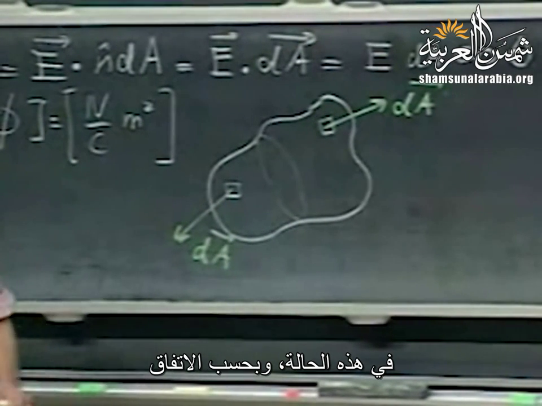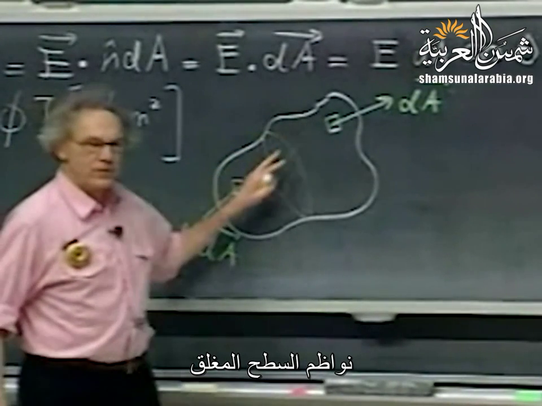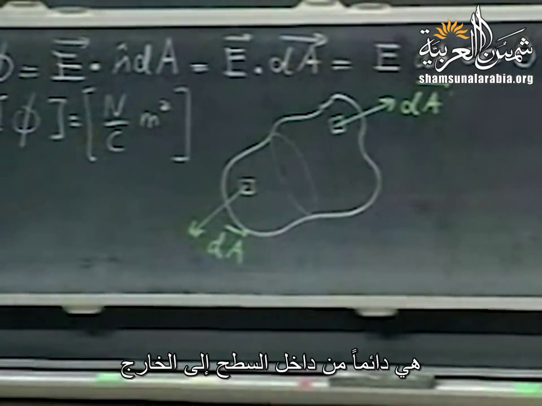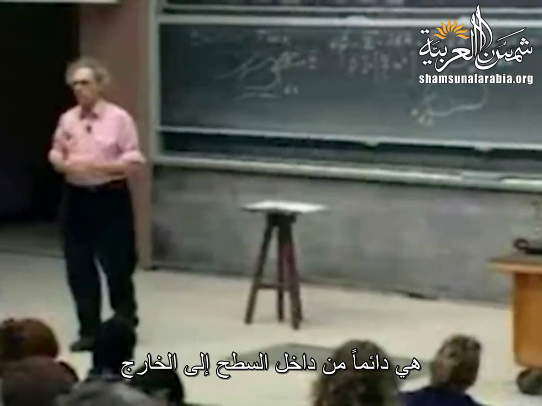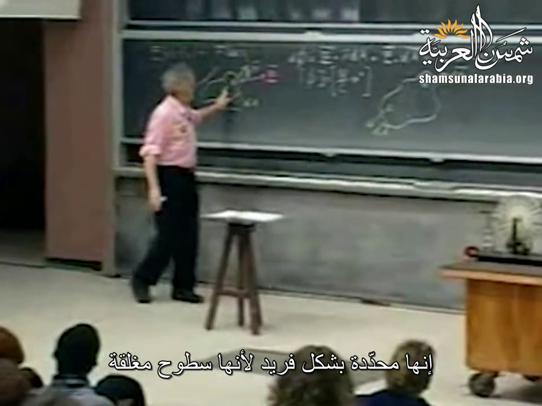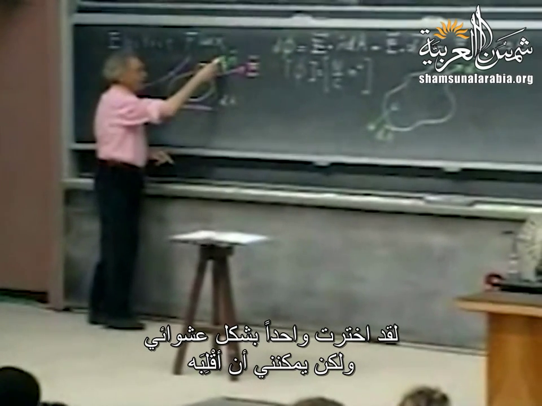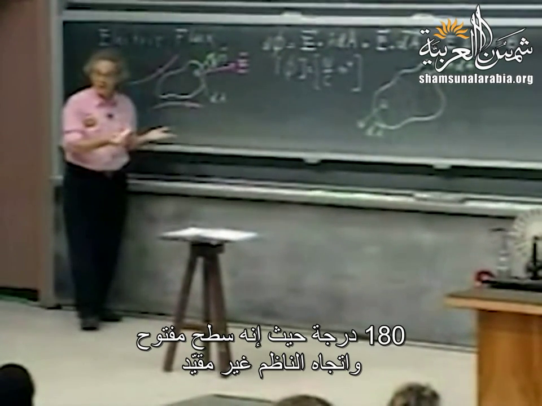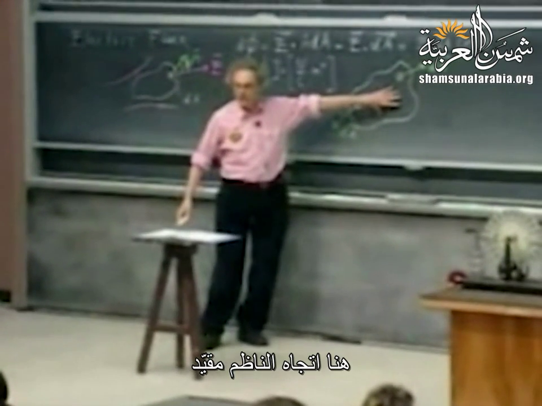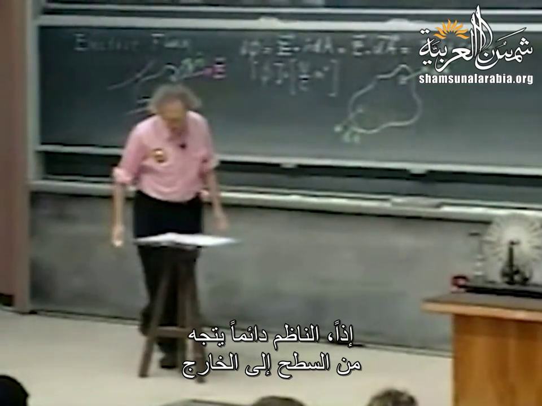In this case, by convention, the normal to the surface, locally to the surface, is always from the inside of the surface to the outside world. It's uniquely determined because it's a closed surface. Here, it was not uniquely determined. I arbitrarily chose this one, but I could have flipped it over 180 degrees. Since it's an open surface, it's ill-defined. Here, it's never ill-defined. So the normal is always chosen to go from the inside to the outside.